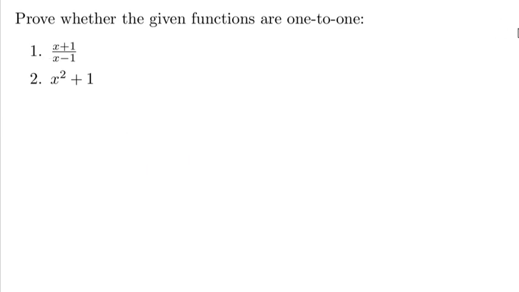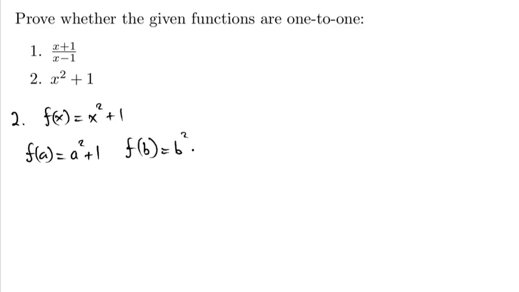So we'll do the same thing for the second one. For the second one, the function f of x is x squared plus 1. So what is the function f of a? That would be a squared plus 1. And the function f of b will be b squared plus 1. If I equate these two, I'll get a squared plus 1 is equal to b squared plus 1. Then the 1 can cancel out on both sides, which leaves us with a squared is equal to b squared.